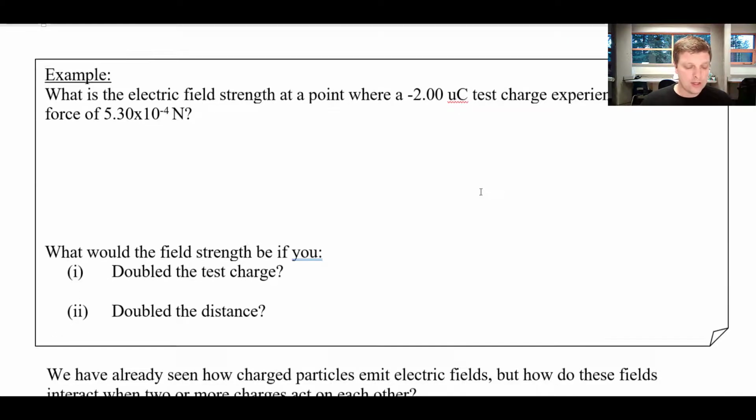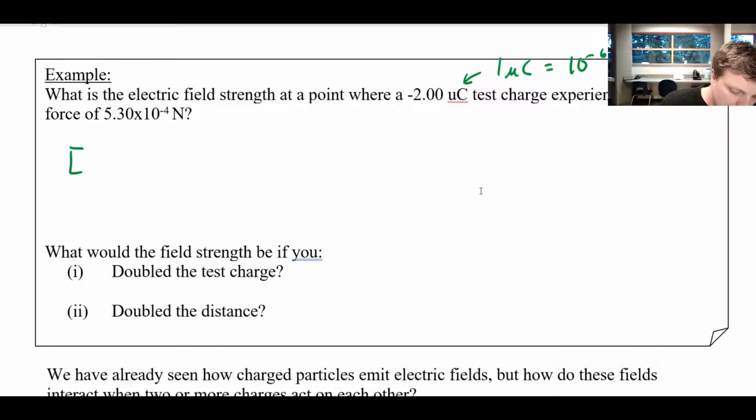So really quickly, what is the electric field strength at a point where a -2 microcoulomb test charge experiences an electric force of 5.3 times 10 to the -4 newtons? Now just a reminder that 1 microcoulomb is equal to 10 to the -6 coulombs. So that's a -2 times 10 to the -6 coulombs.